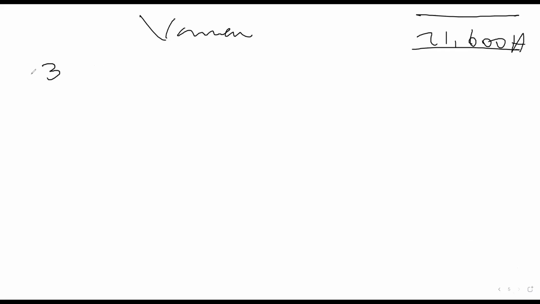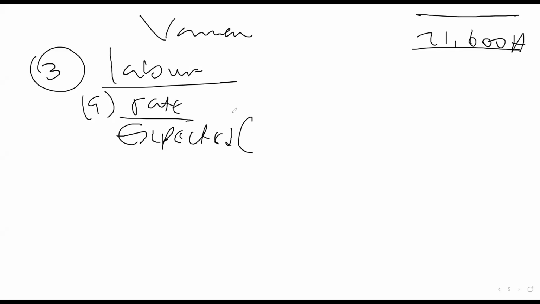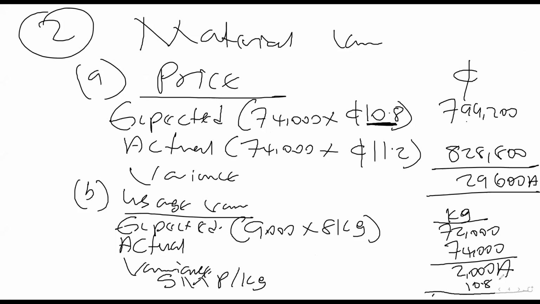We come and do number 3. I'm on labor. First, I have to calculate labor rates variance. You can never say price; the price of labor is the rate. So put expected here. We always say expected, actual. If you're okay with the formula, stick to it and don't change it. Pick the actual unit, which is 9,000.